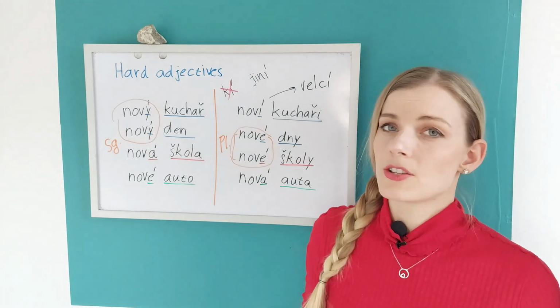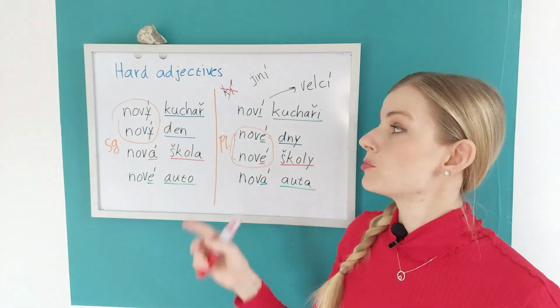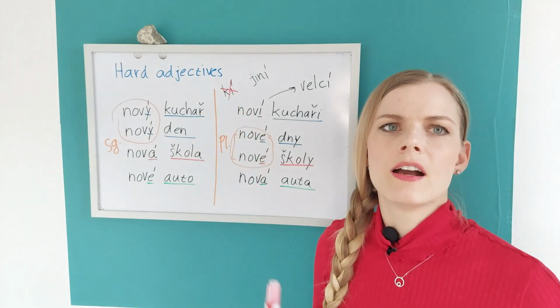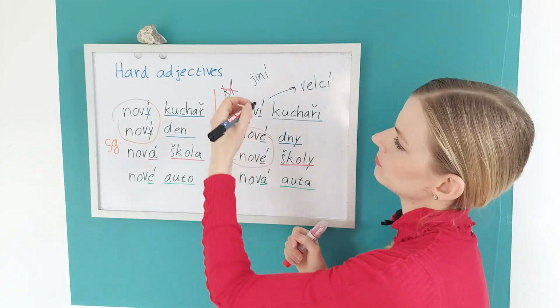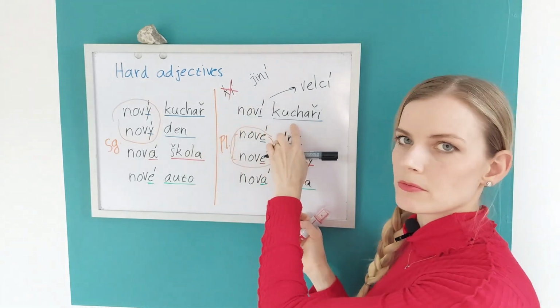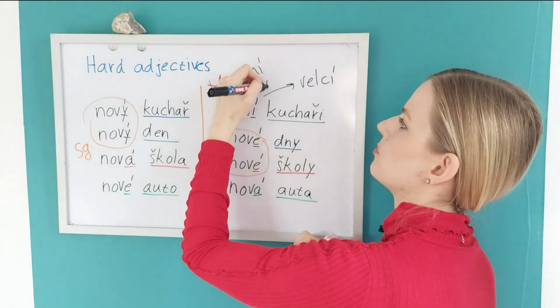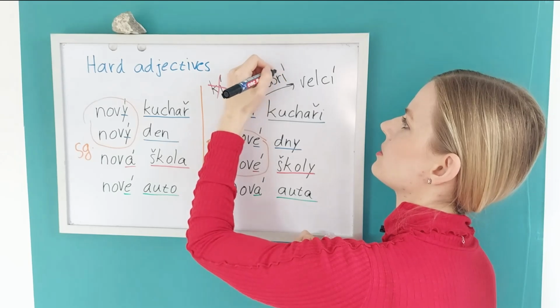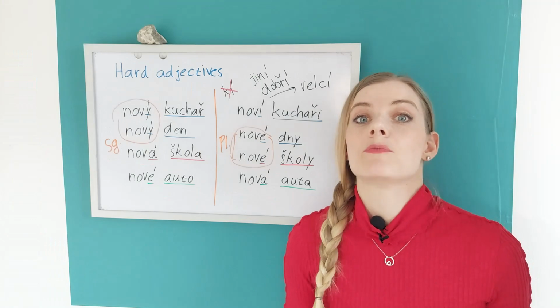For example, the adjective dobrý also has the same problem as the letter K. R cannot be followed by I in Czech. So, instead of dobrý kuchaři, in proper Czech, we should say dobří kuchaři. We simply make it ř. I said in proper Czech.